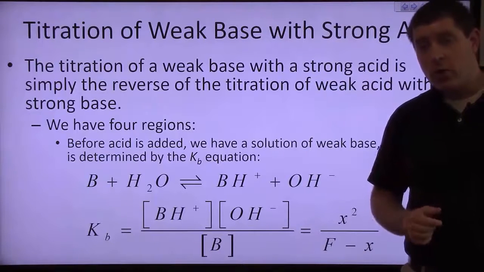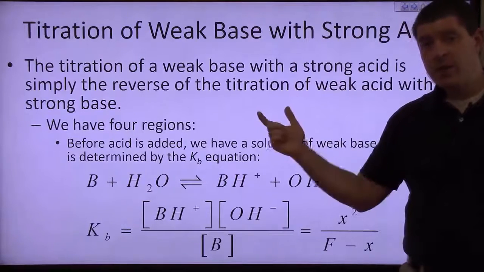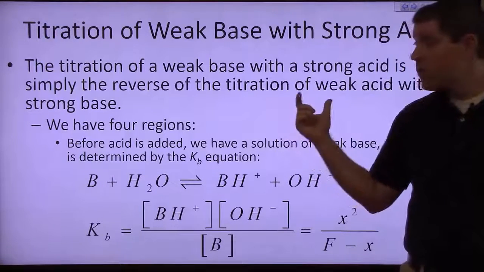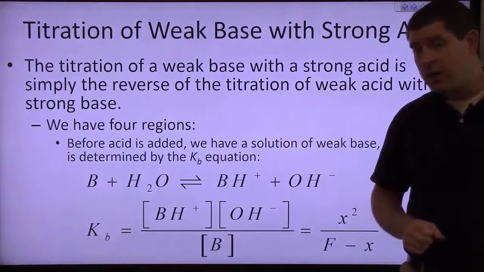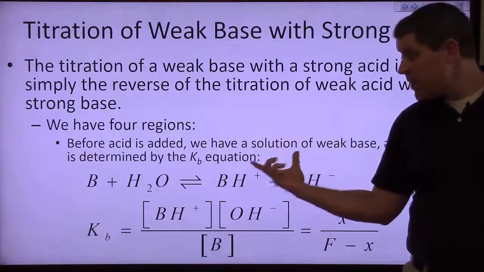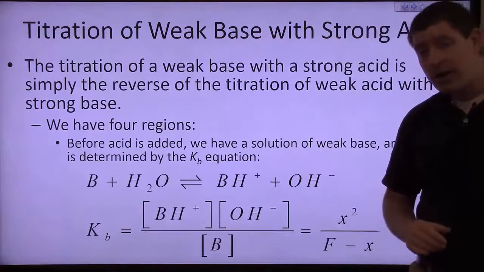So we've looked at the titration of a weak acid with a strong base, and now we're going to do the reverse. We're going to look at the titration of a weak base with a strong acid. Now the titration of a weak base with a strong acid is simply the reverse of the titration of a weak acid with a strong base. That is, we still have 4 regions. Before any acid is added at all, then we have a solution of our weak base, and the pH is determined by the Kb equation.